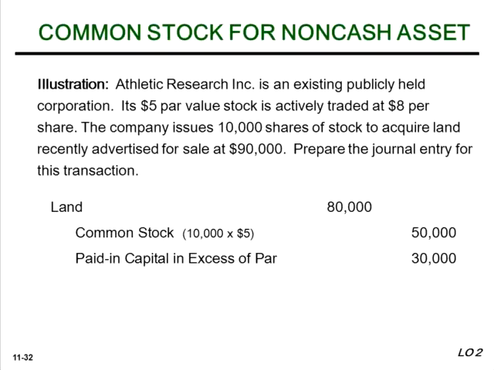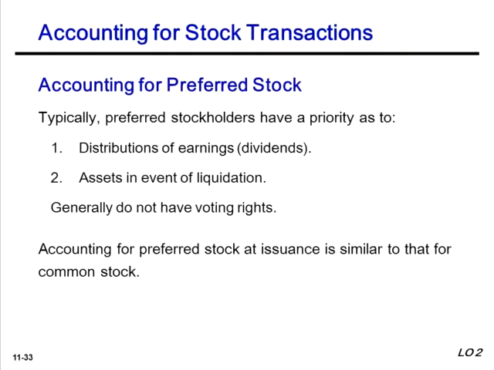So if we take the $8 market value for the stock and multiply by the 10,000 shares, we get $80,000. So we're going to debit land for $80,000. The par value of the stock is $5 per share. So now we're going to take the $5 per share and multiply by the 10,000 shares. So we're going to credit common stock for $50,000 and credit paid in capital in excess of par for $30,000.